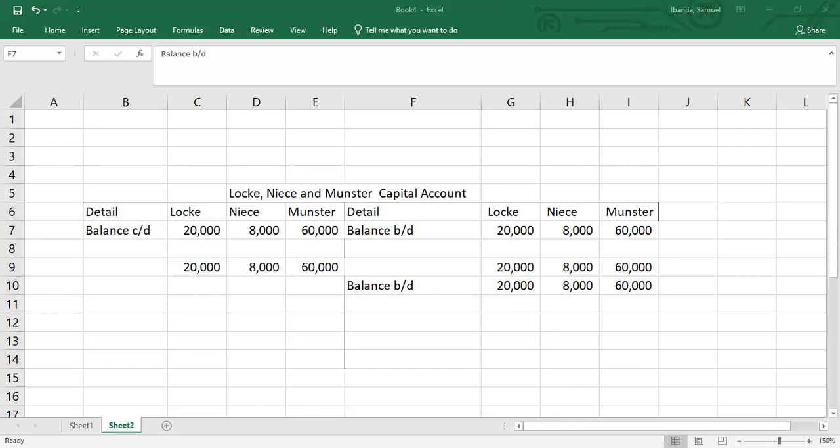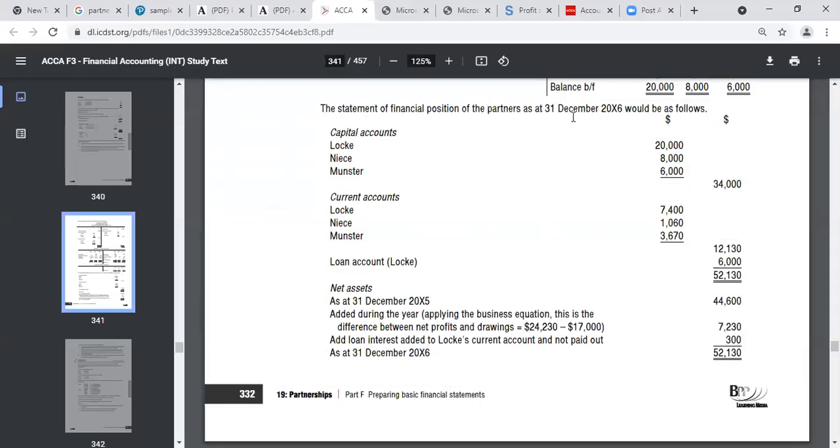Maybe what I can basically just show you is how the balance sheet will look. Okay, now this is how the balance sheet will look. The statement of financial position at the end of the year would come and release the capital accounts, which we have just gotten here.